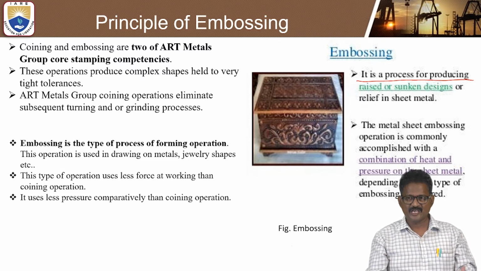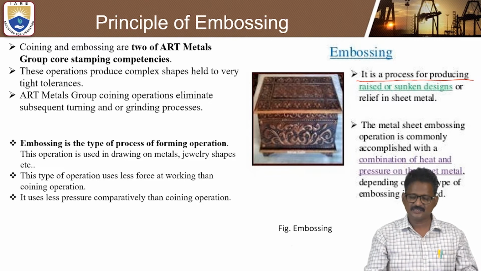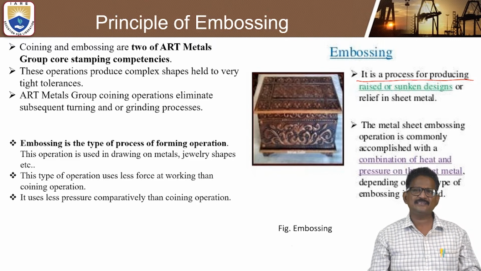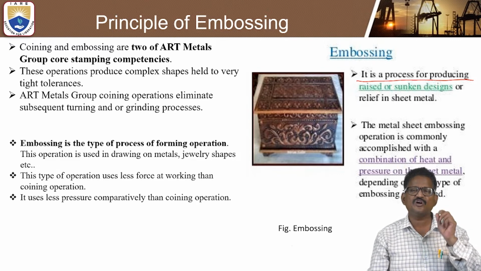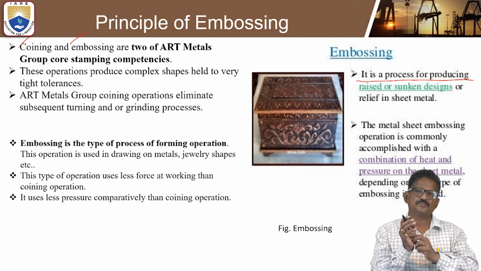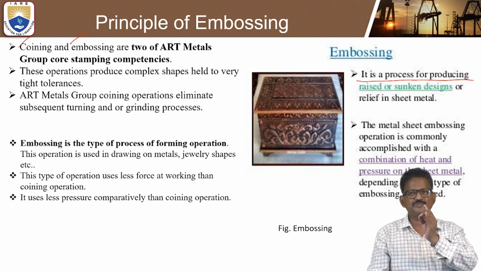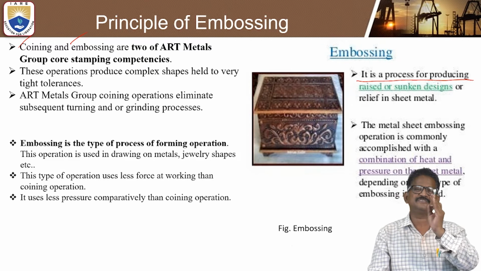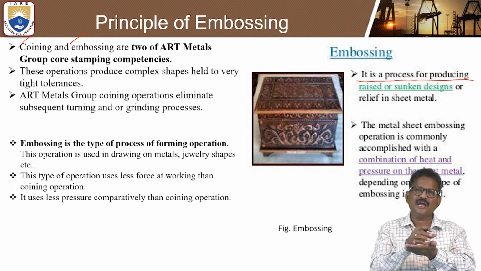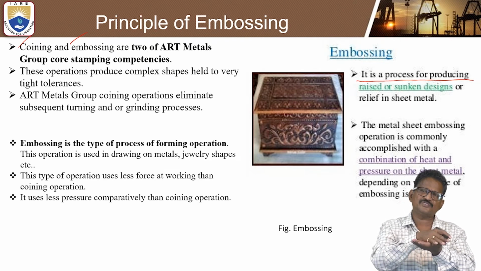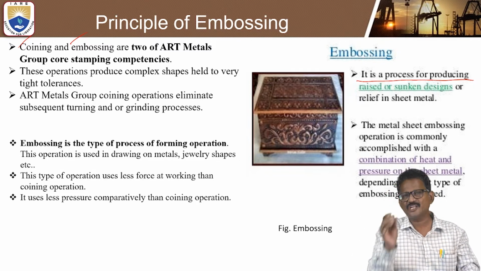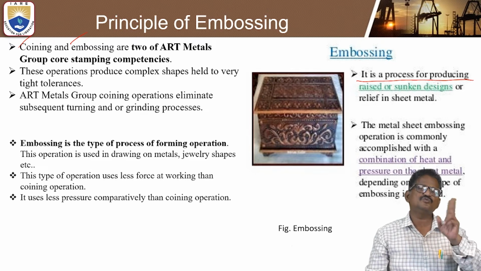Depending upon what type of embossing is required, we have to select a material as per the requirement of the customer. Let us see another interesting one. Coining and embossing are the two art metals. While speaking of coining and embossing, the principle is the same. The only difference is that in coining both sides are different and high force is required, whereas in embossing only one side is raised with letters and the other side has relief. This is why these are the two art metals.